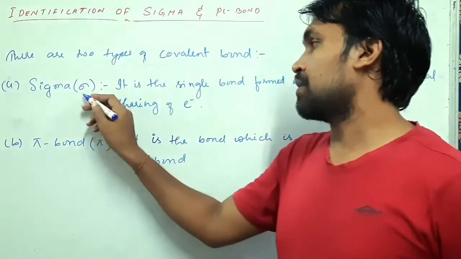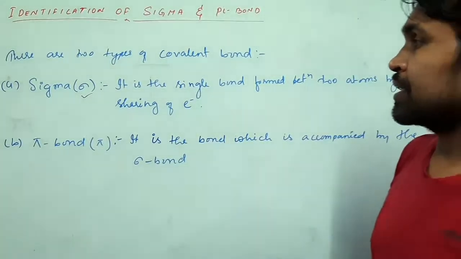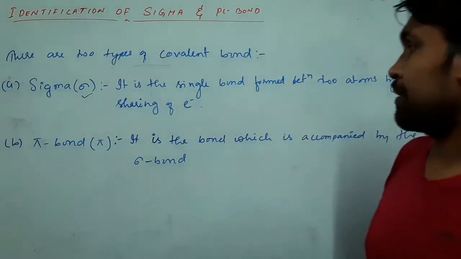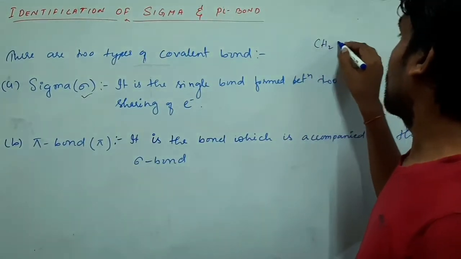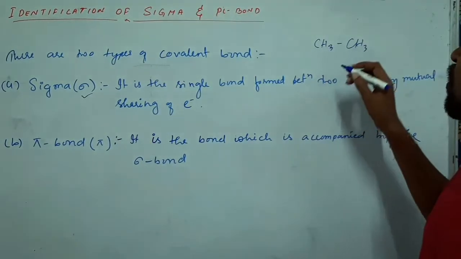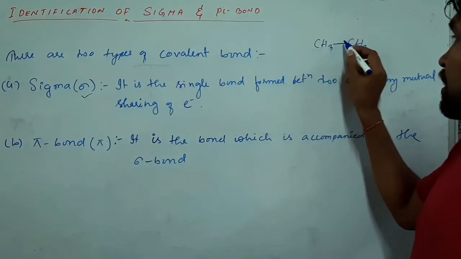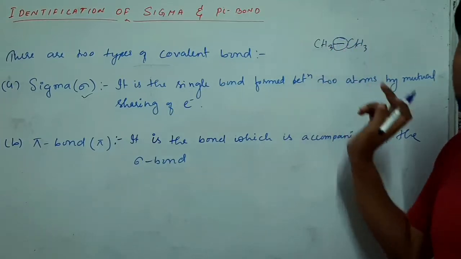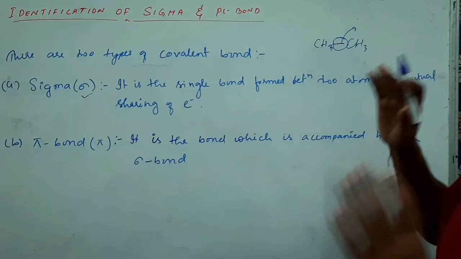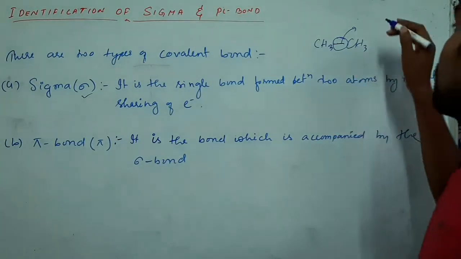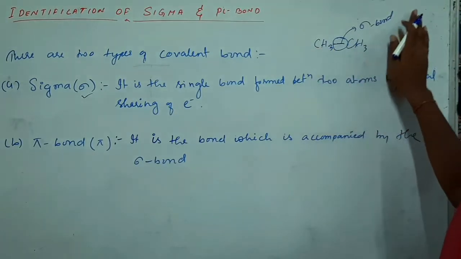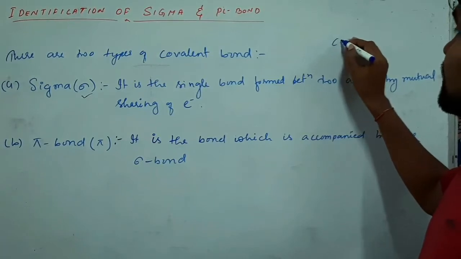This is the symbol of sigma bond. And what is it? It is the single bond formed between atoms by mutual sharing of electrons. For example, you just take CH3, single bond CH3. So the bond which is formed between carbon and carbon, this is a single bond or not? Always remember, all the single bonds are called sigma bonds. This sigma bond is between carbon and carbon.